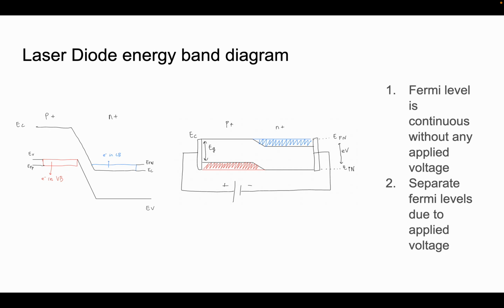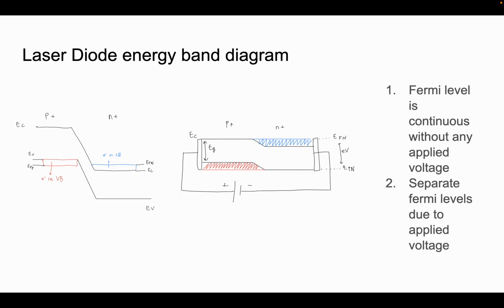So looking at the laser diode energy band diagrams, I have two diagrams. The one on the left is for the case when there is no bias voltage applied. In that case, the Fermi level is at the same level, and they're essentially continuous. And in the case where a bias voltage is applied, there's actually a difference between the two Fermi levels.